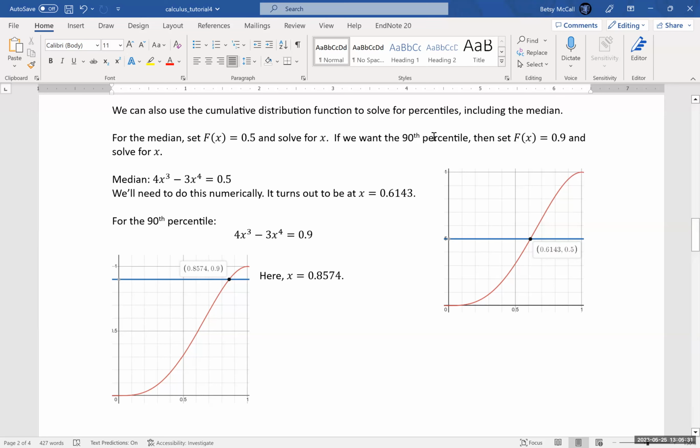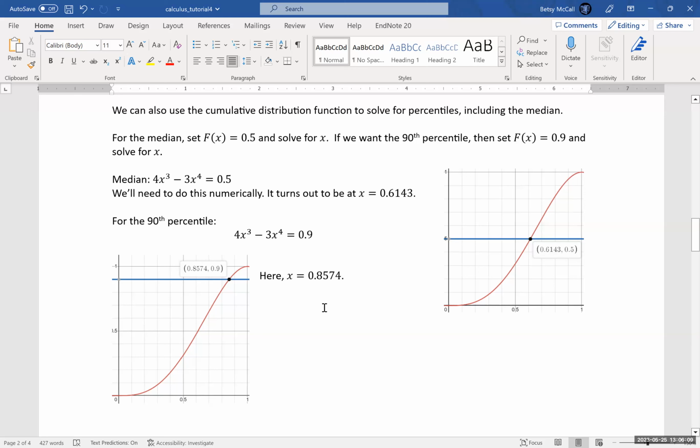Now, on the other hand, if I wanted to find the 90th percentile, then I would set my cumulative distribution function equal to 0.9. So it works basically the same way. And again, if I do this numerically using my graph, this is my cumulative distribution function, this is my 0.9 value. They intersect when x is 0.8574. So that means that 90% of the time, if I'm using this probability distribution, I will get a value at or below 0.8574.